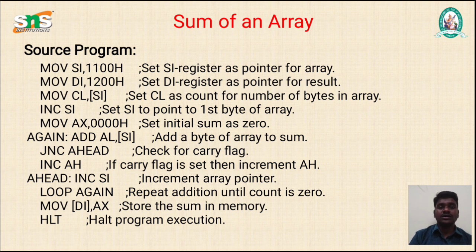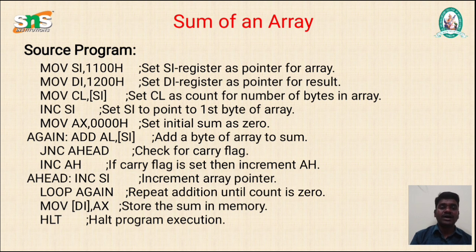This is the AX register. It is a 16-bit register. So we reset it, taking 0 as the number in the AX register initially. Next step, ADD AL, SI. Here we add a byte of the array to the sum. So for the first data, we add it to the already existing data of AL. We are adding both the values.